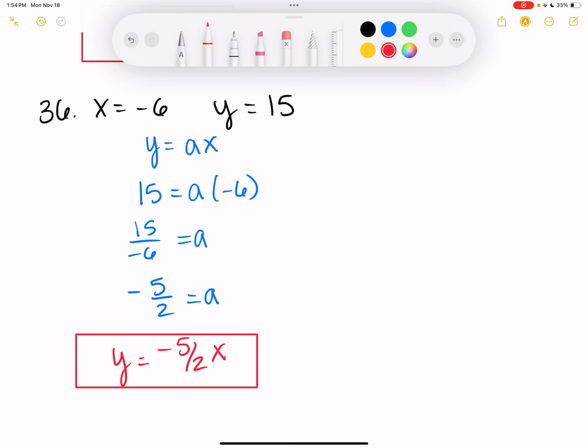All right, do we have our a value? All right, what is a? Negative 2.5. Same thing. I got negative 5 over 2. Okay, what's our direct variation equation? Y equals negative 5 over 2x.